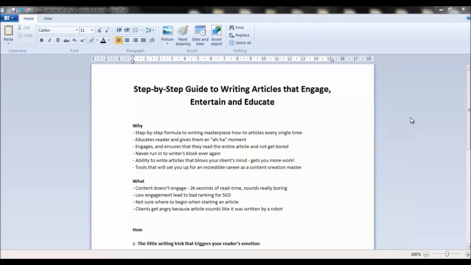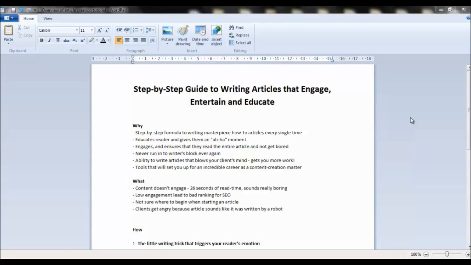This is the step-by-step guide to writing articles that engage, entertain, and educate. So, what are you going to get out of this program? Well, you're going to get the step-by-step formula to writing masterpiece how-to articles every single time. I know that's a big promise, but as we get into it, you'll see what I mean.